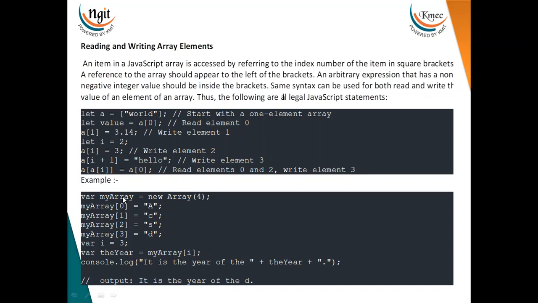The other example is where myArray equals new Array consisting of four elements. My array's zeroth element is A, then C, S, D. So when I am declaring var i equals 3, and var year equals myArray[i], console.log the year. If I have given i equals 3, that means the fourth element, as the array starts from 0, 1, 2, 3. So it will give the fourth element, that is D.